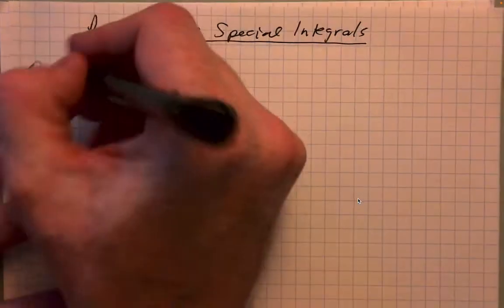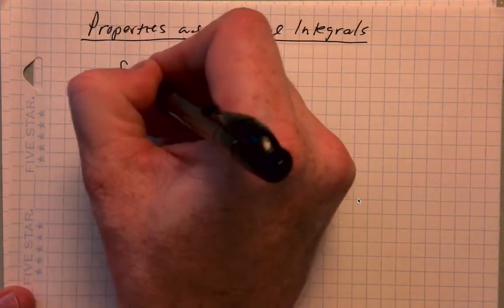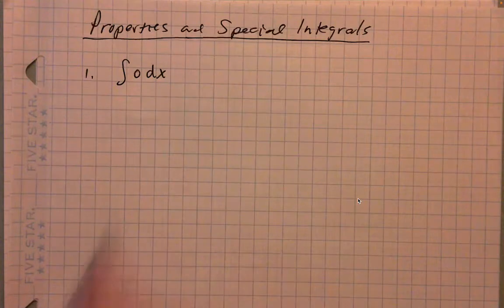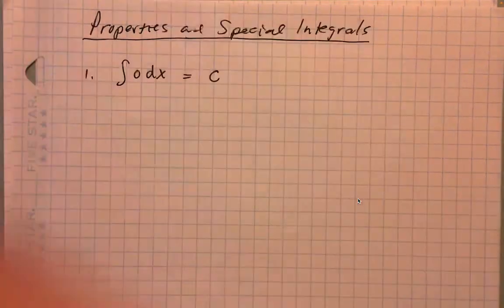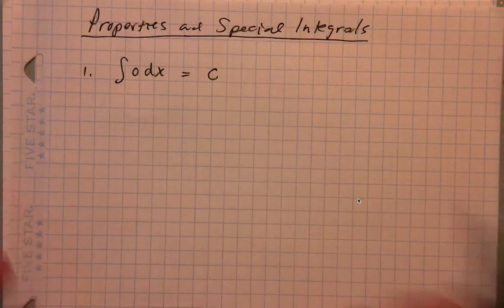So the first one is the integral of 0. What's the indefinite integral of 0 dx? Well, if you think about it, it'd have to be c. It'd have to be just the constant of integration itself, right? Because if I differentiate any constant, I get 0. And that's the only way for the derivative of anything to be 0, is if it's equal to a constant value. So that's the first one.